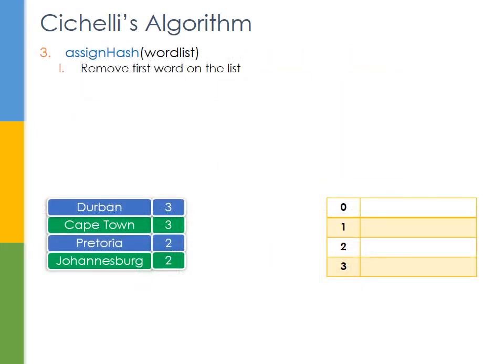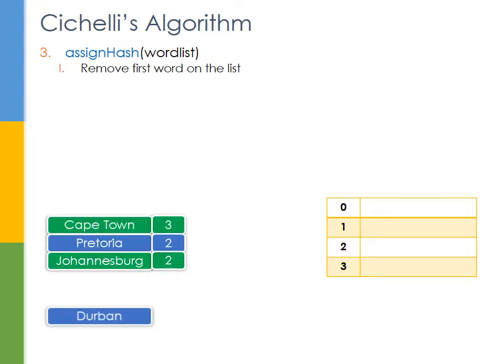Okay, so we have sorted our list of strings and we have created our hash table on the right hand side. It's right here, as you can see, it has exactly 4 rows. We don't want to waste any space whatsoever. So let's then go ahead and place our words into our table. We do this by removing the first word from the list, of course. Let's start with Durban.